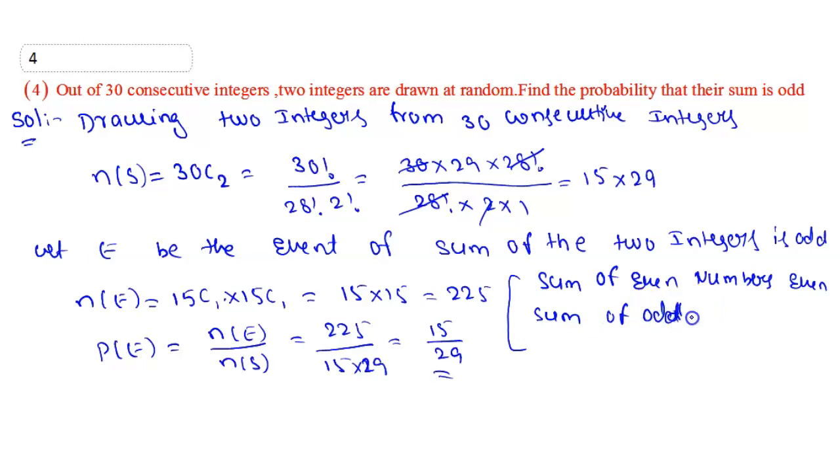Sum of odd numbers that is also even. To get an odd number, we need to take an even number plus an odd number, which is equal to an odd number. Based on that condition, we applied it here. So here 15C1 and 15C1: 15 numbers are even and 15 numbers are odd. I am taking one from the even numbers and one from the odd numbers.